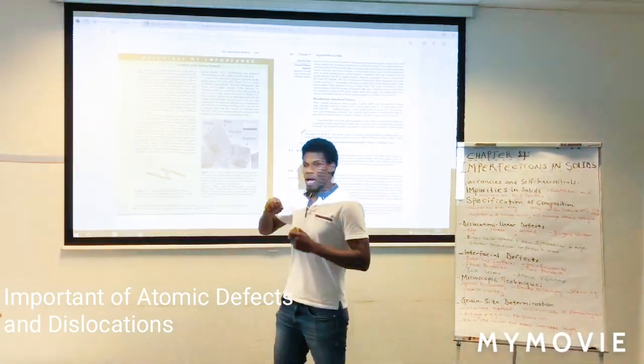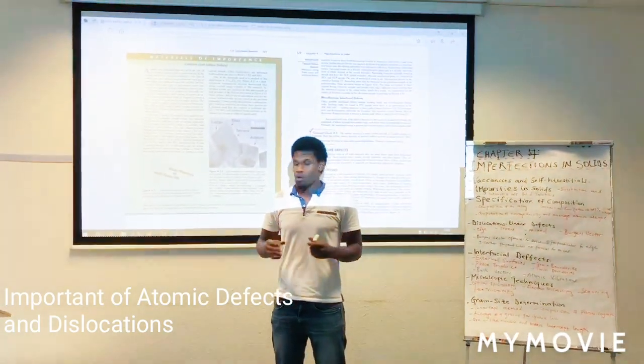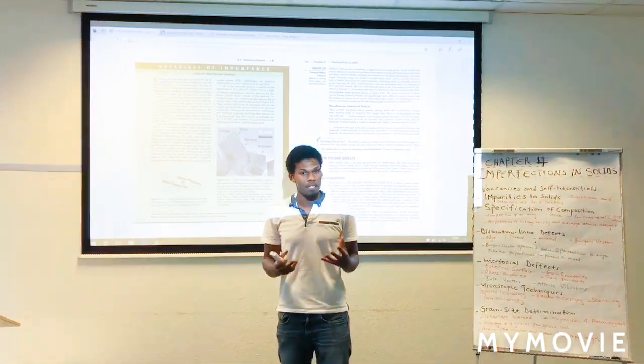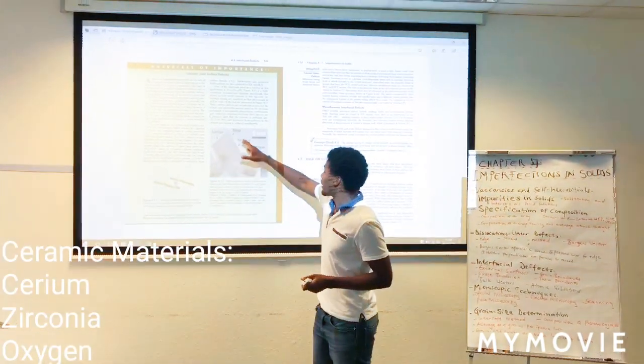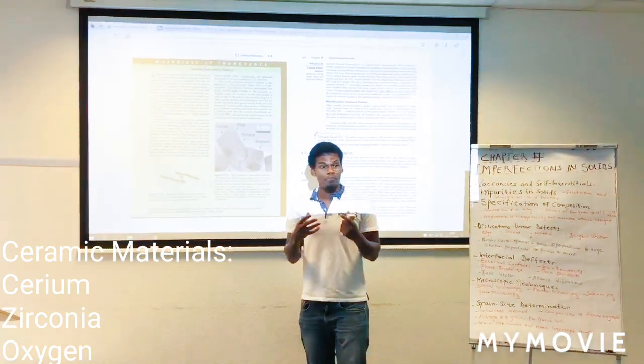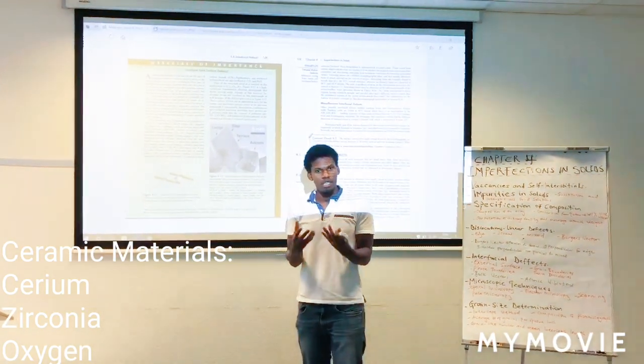So if you are able to understand this atomic defect, we can arrange these atoms and the mixing of the ceramic materials that are constructed. So we can use cerium, zirconium, and oxygen. We can make a material based on these elements.